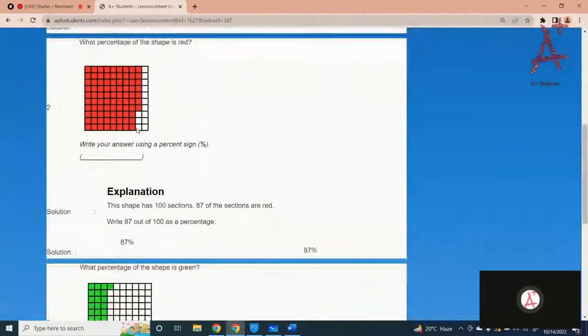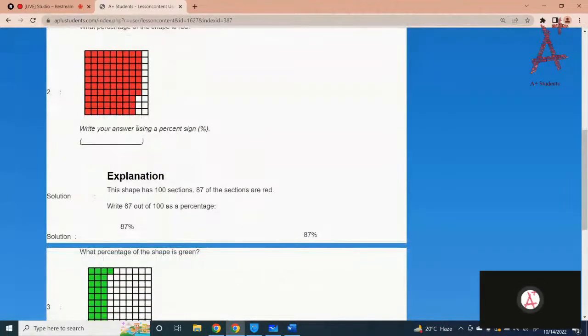So you can count just the rows that are completely colored. Got it? And then the portion of the row that is colored. Okay, start counting the ones. 1, 2, 3, 4, 5, 6, 7, 8, and 1, 2, 3, 4, 5, 6, 7. 87% of this shape is colored. Got it?